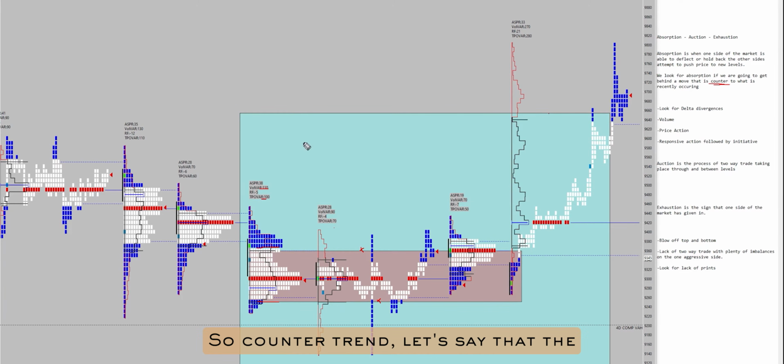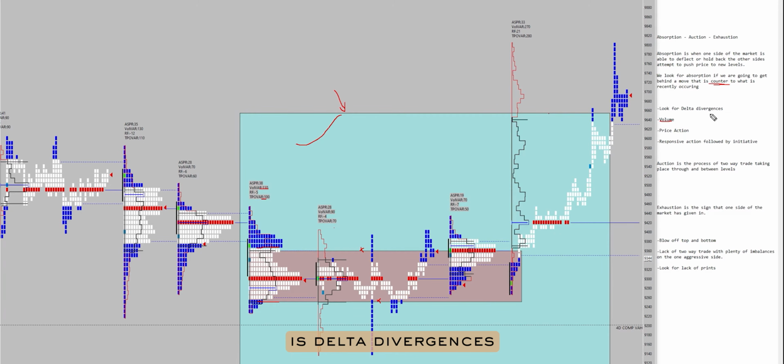So counter trend, let's say that the local trend is on its way up. The counter trend for us would be taking the other side of this trade. We're anticipating that this is going to fail. So with absorption, there's a few things we look for. One, we want to see that there is a reasonable amount of activity at these levels. So there's two-way trade, so we want to look for volume. The other tool that is very useful is delta divergences.